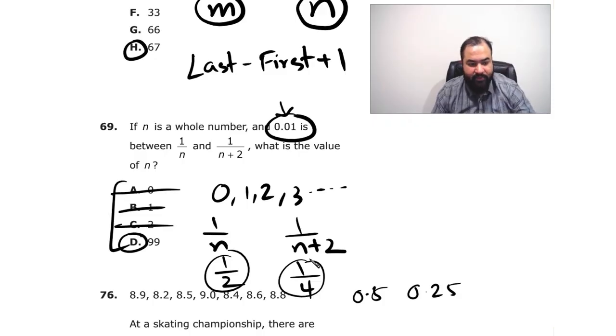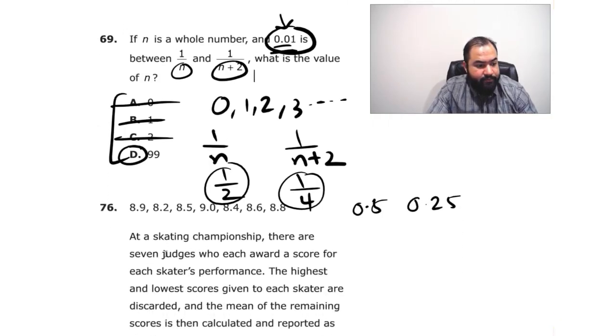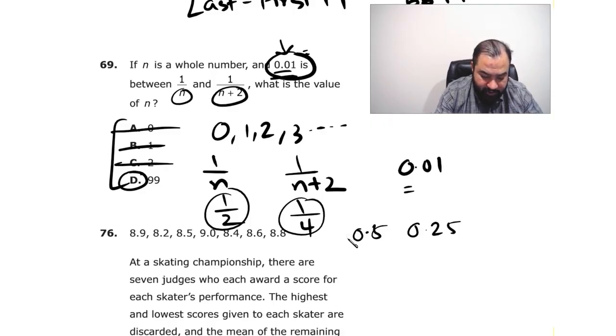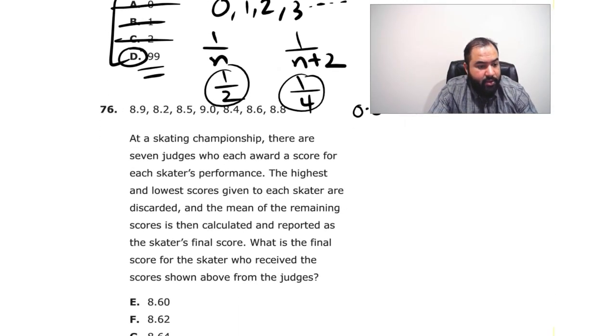So it's D, because it's also common sense: the denominator has to be big for this number to be small. Another simpler way is, 0.01 is 1 over 100, right? So that's simple, closer to 99. These are word problems, logic you've got to use.